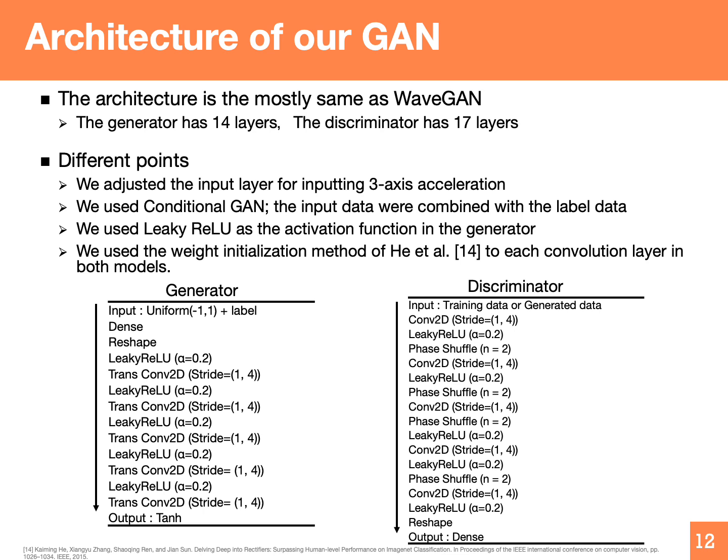We will explain the architecture of our GAN. The architecture is mostly the same as waveGAN. We will explain the different points from waveGAN. First, we adjusted the input layer for inputting 3-axis acceleration. Second, the input data are combined with the label data. Third, we use Leaky ReLU as the activation function in the generator. Last, we use the weight initialization method of He et al. for each convolution layer in both models.